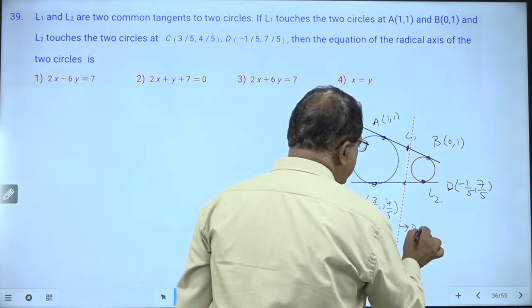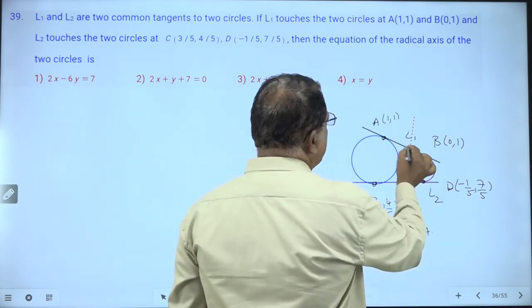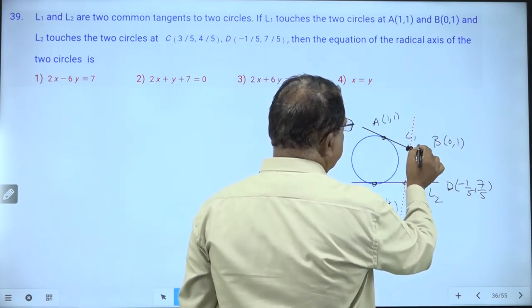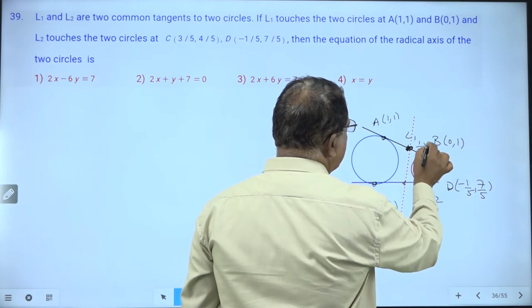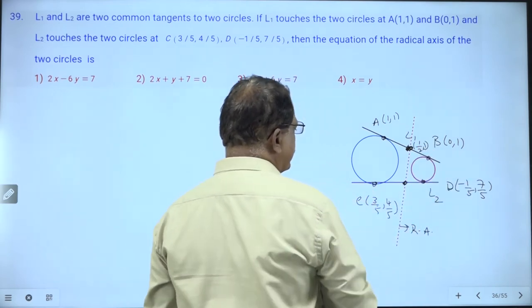Now, it is the radical axis of the circles. First, find the midpoint of AB. What is the midpoint? 1/2, 1. Midpoint of AB. Next, find the midpoint of CD, then the midpoint of these two points.